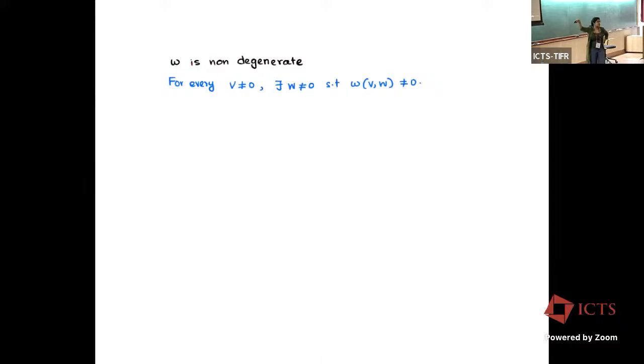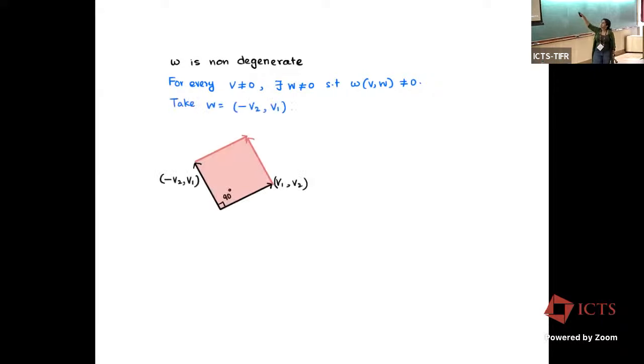So I've given myself more space. It says for every vector that's non-zero, we will find another vector that's non-zero, so that if I pair those two using omega, I get something non-zero. Okay, so what is it saying? Let's see how I can do this.